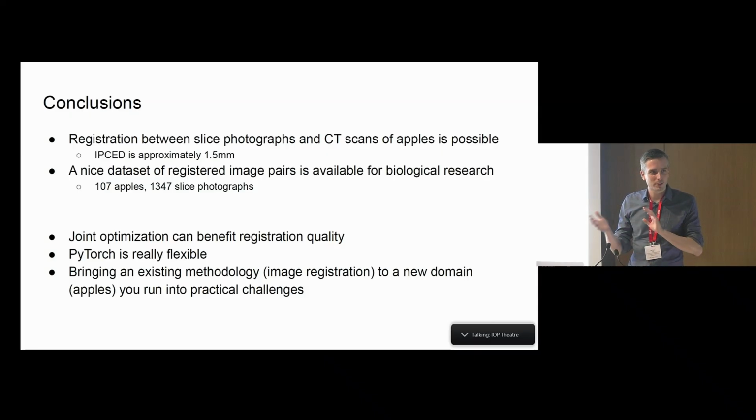And as more general lessons, if you can do joint optimization in your registration problem, it may benefit the registration quality. Secondly, PyTorch is really flexible, so it can be used to optimize a lot of things and run a lot of things on the GPU, which is very helpful. And if you try to bring some kind of existing methodology to a new field, you will always run into practical problems, but it's also an opportunity to come up with creative solutions to fix them.